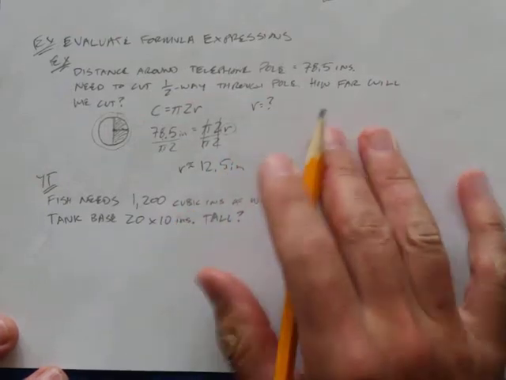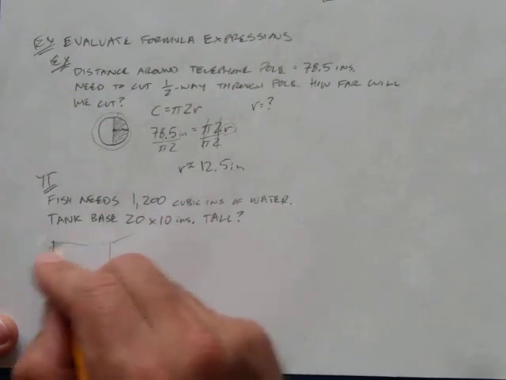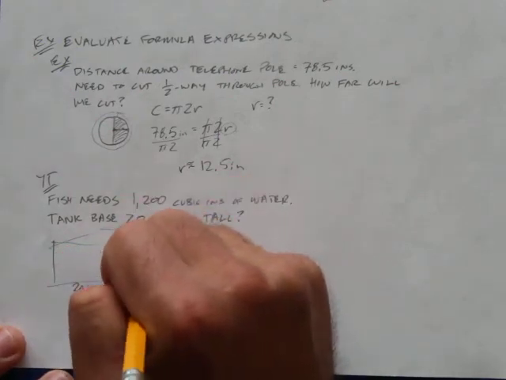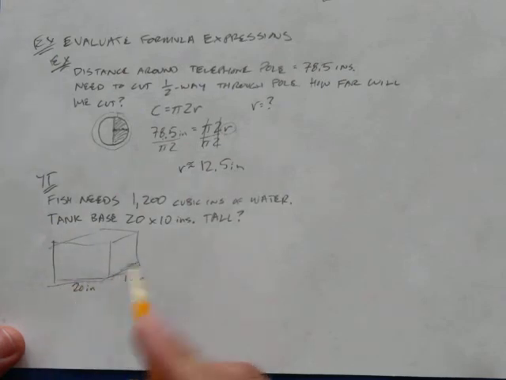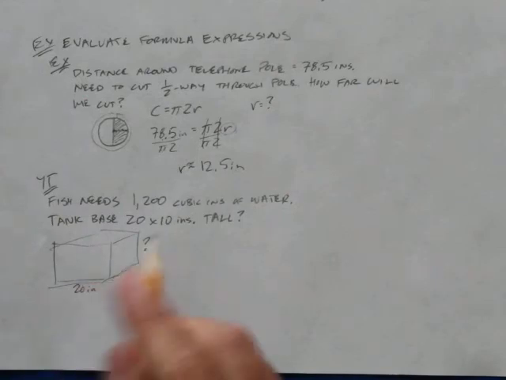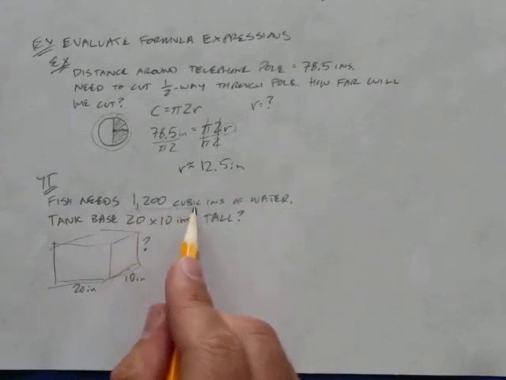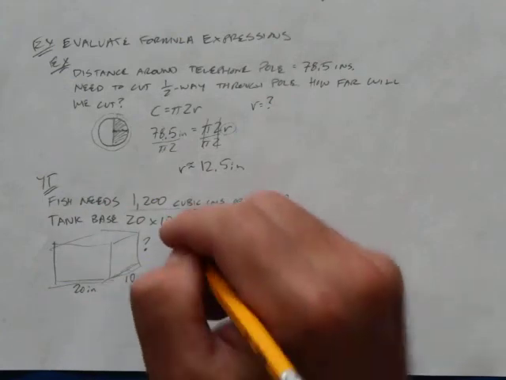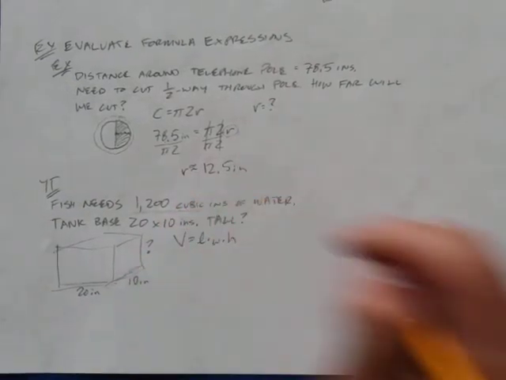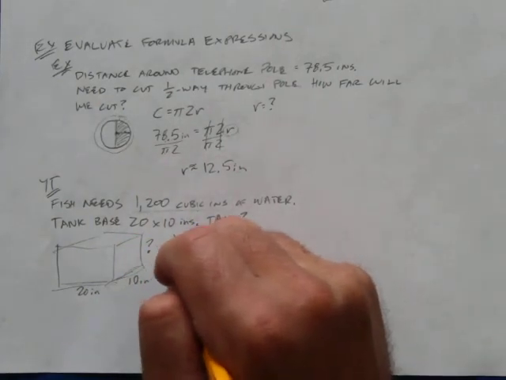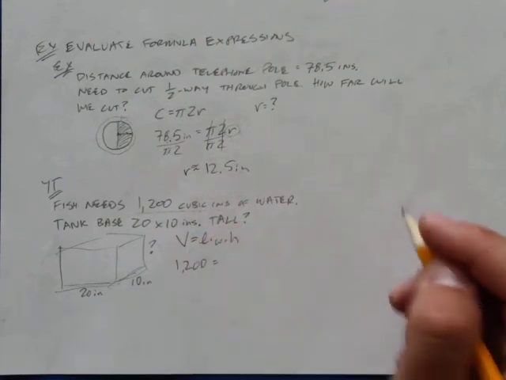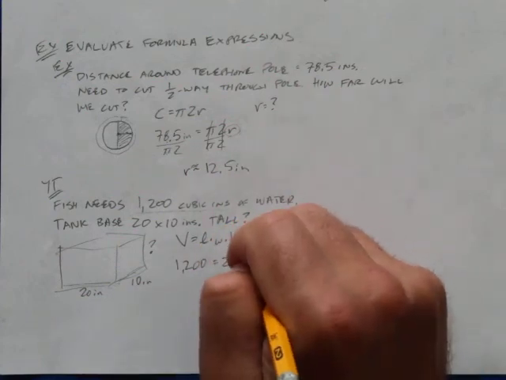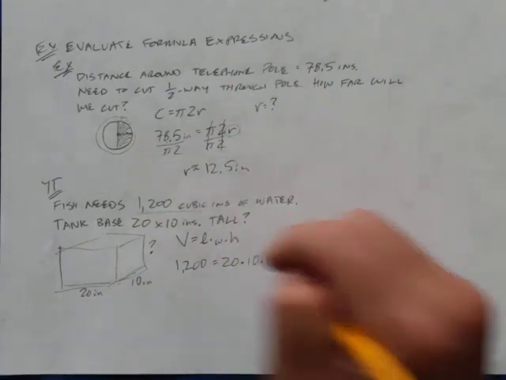So I've got a tank. Let's draw the tank, just to get a good idea. Okay, so it's going to be 20 inches and 10 inches. 20 inches wide, 10 inches long. How tall is it going to be? We know that the whole thing needs to be 1,200 cubic inches in volume. The volume of a rectangular prism like this is length times width times height. I know my volume, 1,200 cubic inches. I know my width is 20, and my length is 10, so I know those two. And now I just need to know what my height is.